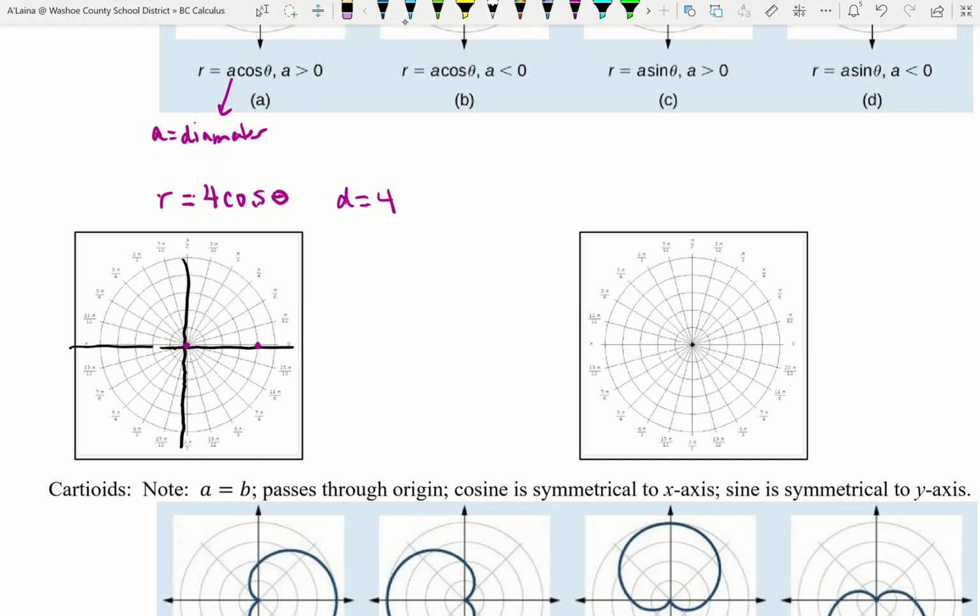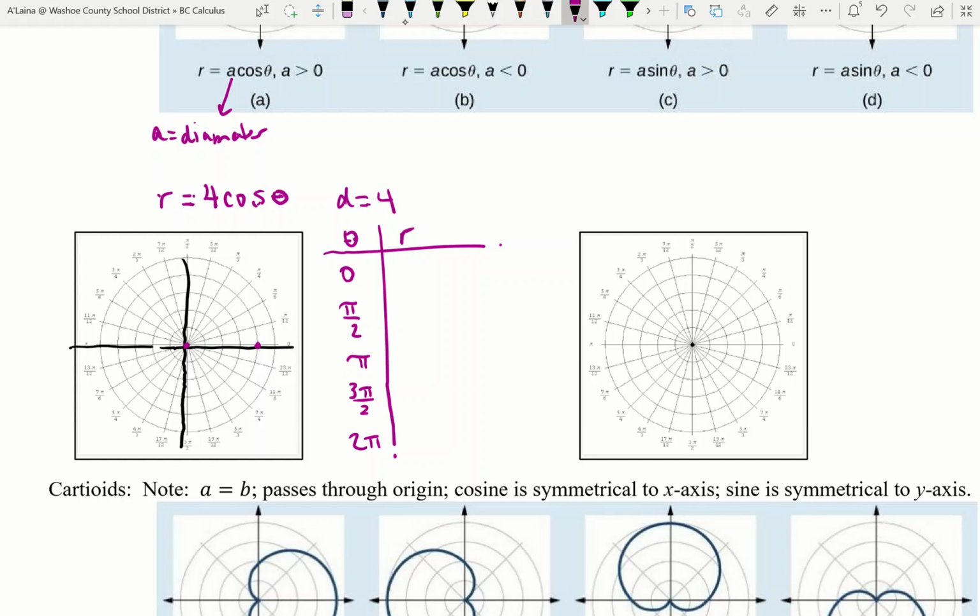Let's say, though, that you forget. You're like, I don't remember what's what. So you could pick some values of theta and substitute them into r. You can pick some rather easy values of theta, like the quadrangles. You're going to see some values repeat here, but this would help you remember. If you can remember, oh, this is a circle, this will reinforce it.